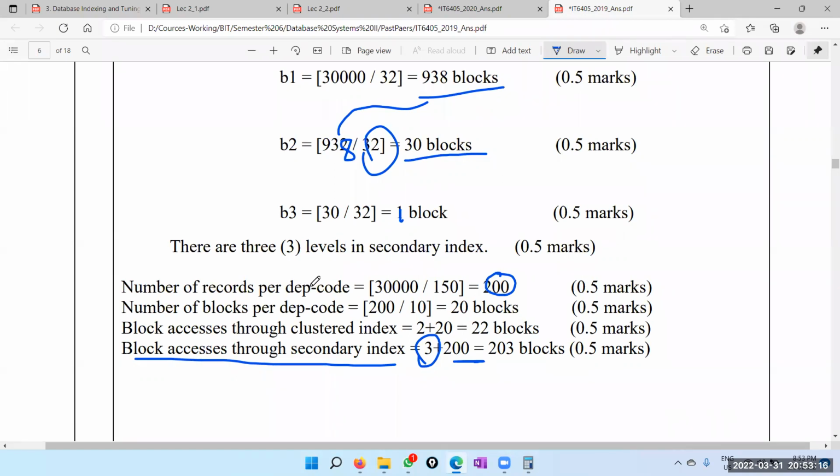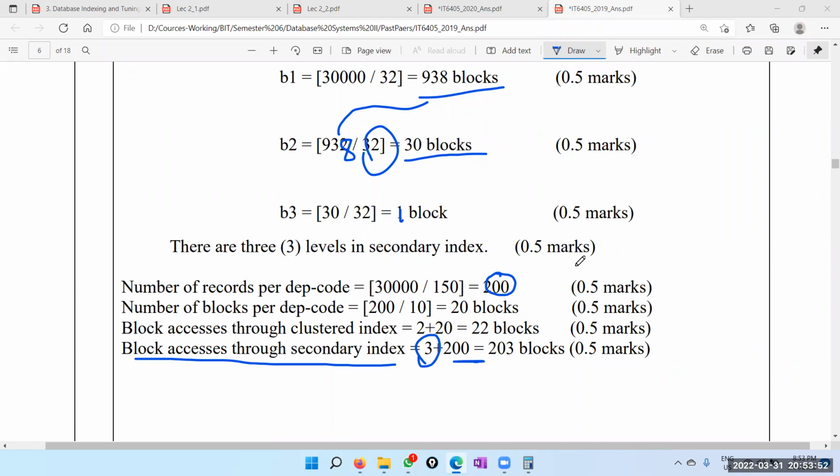Number of records per department code. Number of records per department code is 200. Number of blocks per department code is 20 blocks. So there are 20 blocks. Yes, number of employees, but why are we at it now?